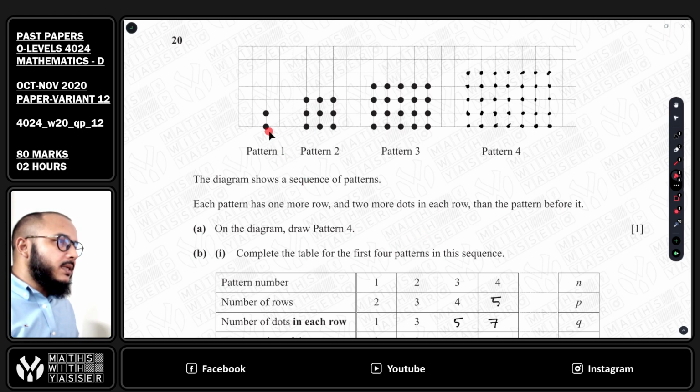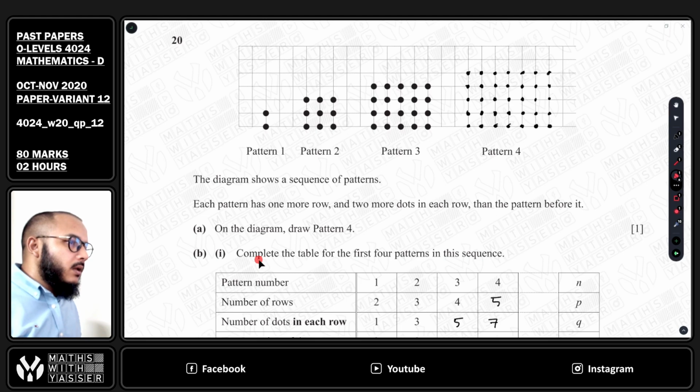So you can see how the pattern is being formed. This was 1, then we had 3 in the bottom, then we had 5. So it was 1, 3, 5. Naturally, the next pattern will have 7. And in this direction, we had 1, 2, then 1, 2, 3, then 1, 2, 3, 4. So there will be 5 rows in pattern 4. 1, 2, 3, 4, 5. So that is the answer to the first part of the question. Then it says, complete the table for the first 4 patterns in this sequence.